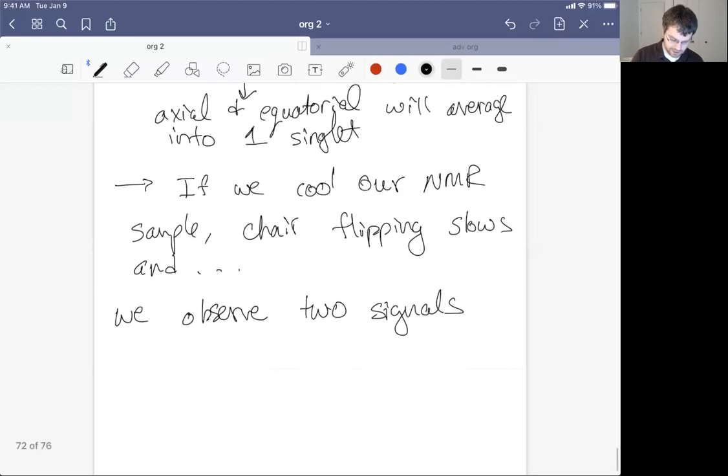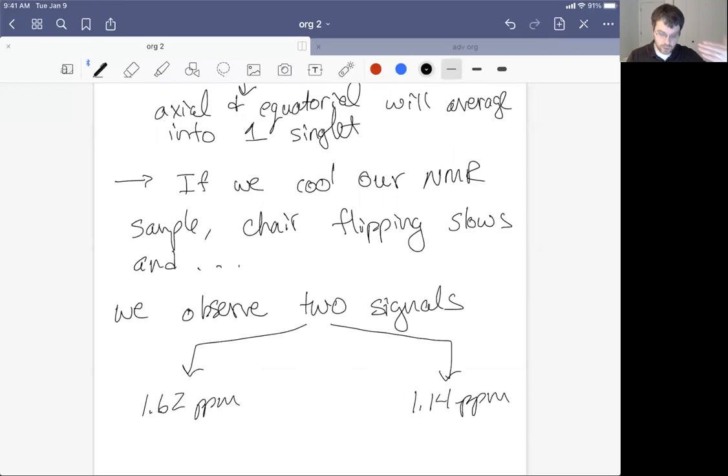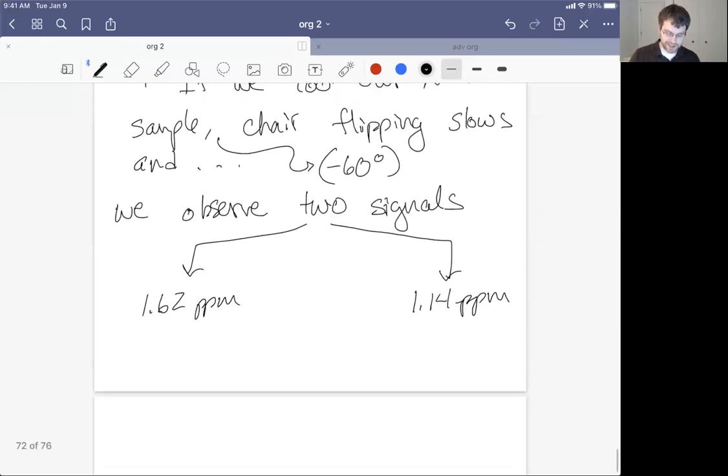We know a lot about these signals. One has a chemical shift of 1.62 parts per million, and the other has a chemical shift of 1.14 parts per million. So if we really cool things down, let's cool our NMR sample to about minus 60 degrees Celsius, and we can do this within the NMR probe. It's called variable temperature. A lot of times we actually heat up our samples to get them to do things faster and get to a nicer, more averaged spectrum.